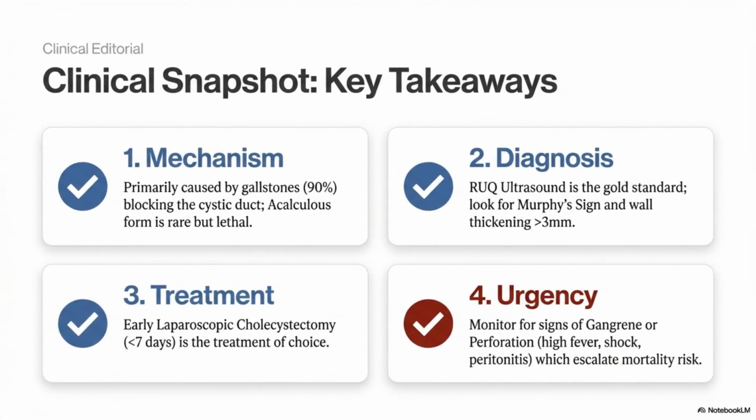In summary, cholecystitis is primarily caused by gallstones, and diagnosis relies on RUQ ultrasound and Murphy's sign. The treatment of choice is early laparoscopic cholecystectomy. Monitoring for signs of gangrene or perforation is vital due to the high mortality risk associated with these complications.